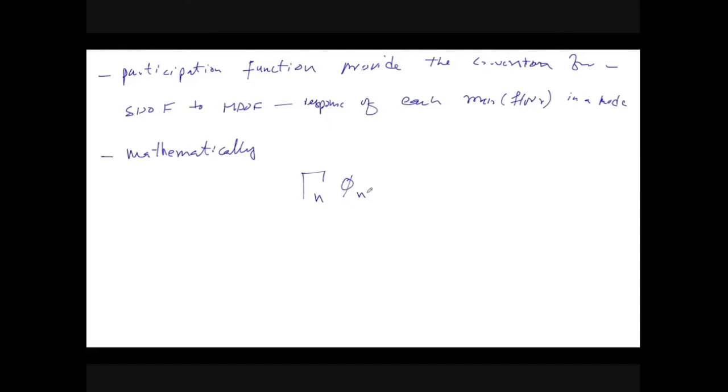Now, there is an interesting fact regarding the modal combinations, and it's quite useful as well. The participation function vector, when you add them together for every mode, the resulting vector is a unit vector. For example, if you sum all the modal participation functions, from n equal to 1, their resultant is a unit vector.